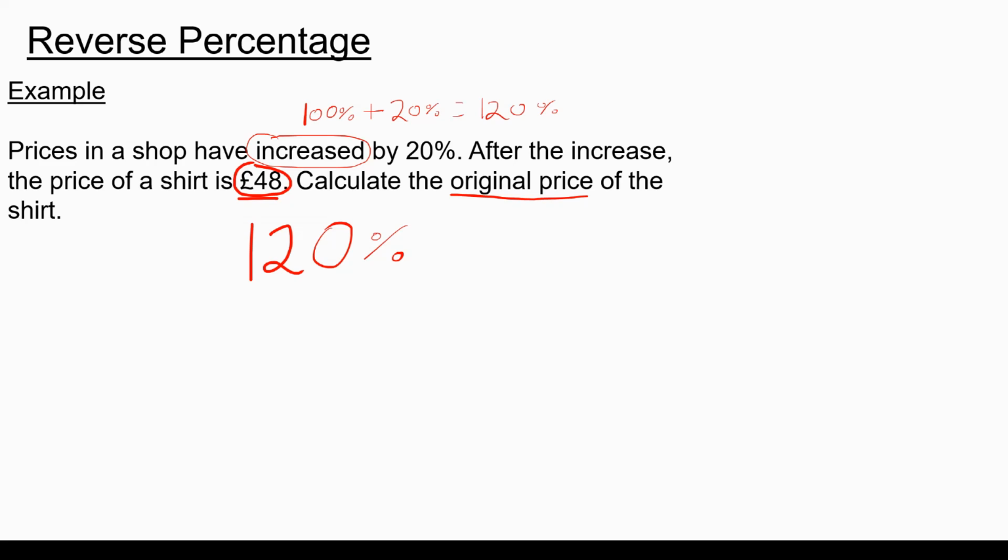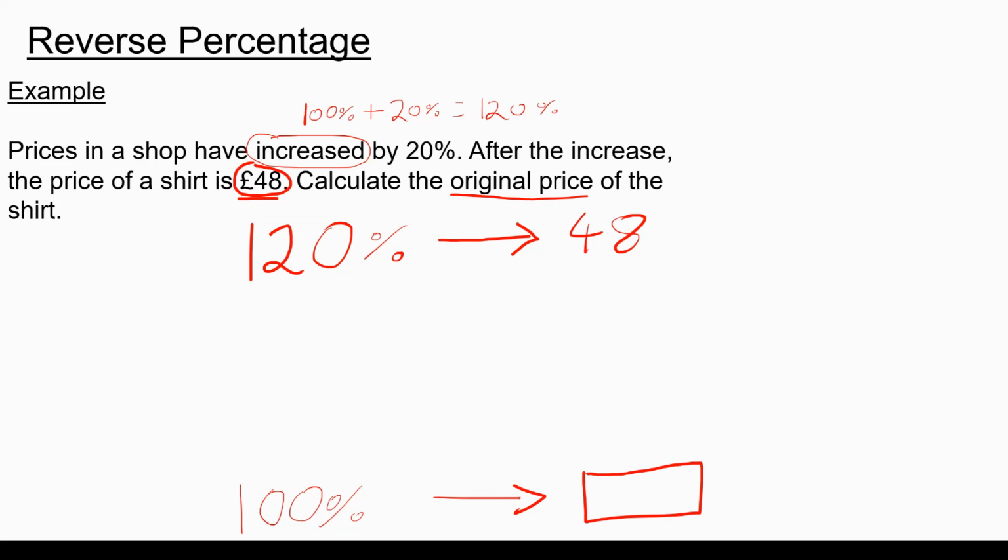So I'm going to say 120% refers to, and I'm going to use an arrow to show that this refers to the £48. And our aim is to get to 100% of the value of the shirt. And we do this with proportion. We basically do the same thing to both sides of this proportion.